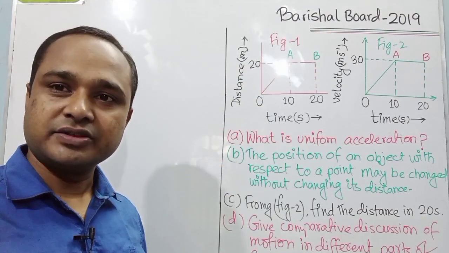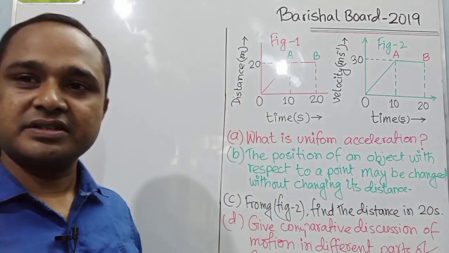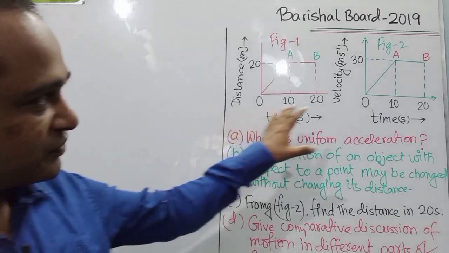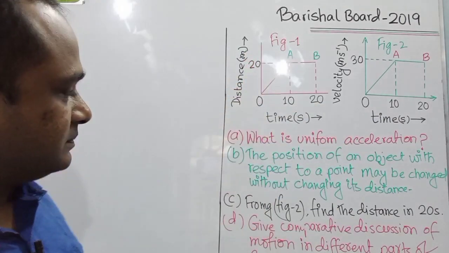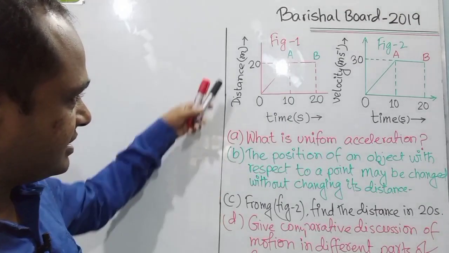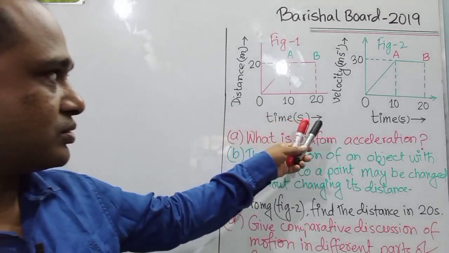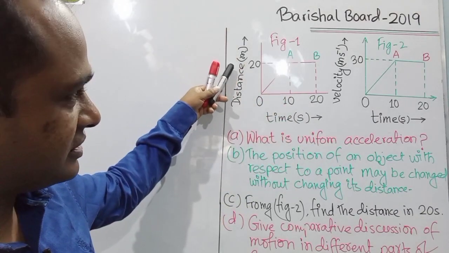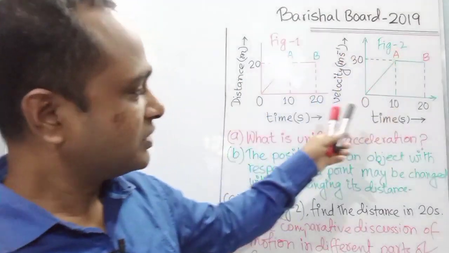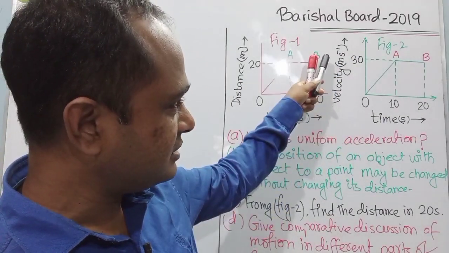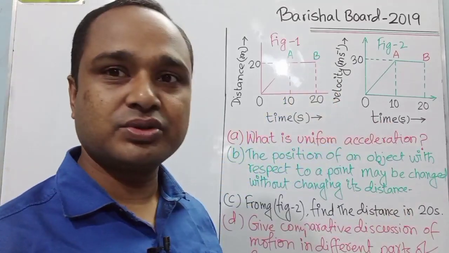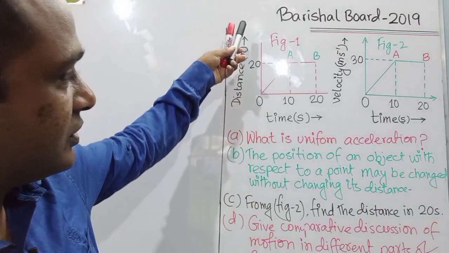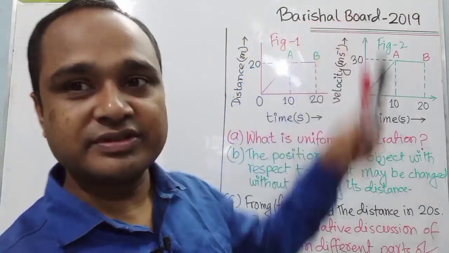Right, dear students, this is our first creative question, and the scheme of this question is illustrated by two graphs. In the first figure, they show the change of distance of a moving body with respect to time. In the x-axis they plotted time, and in the y-axis they plotted distance. And in the second figure they show the change of velocity of a moving body with respect to time. And the question is selected from the board exam of Barishal Board 2019.